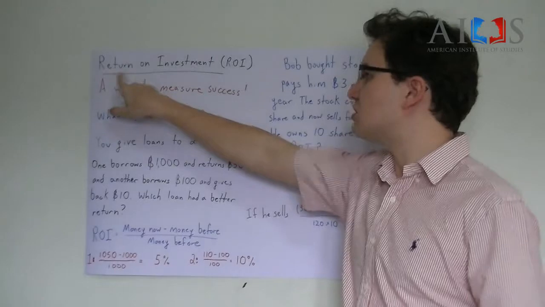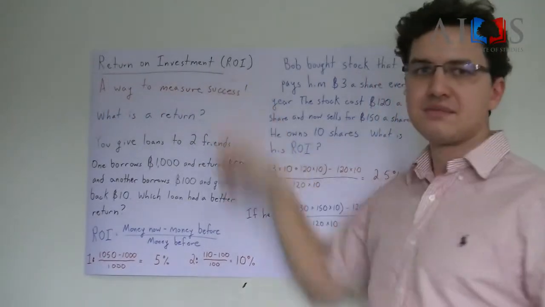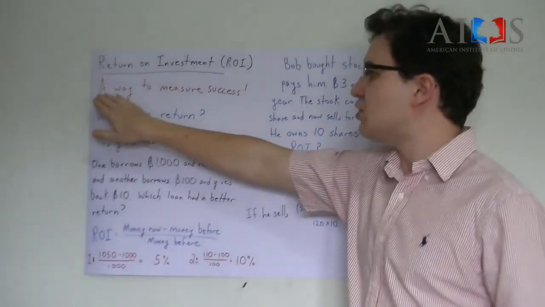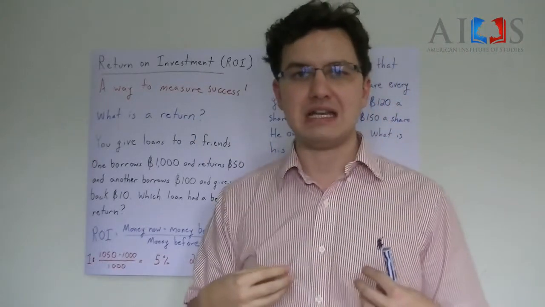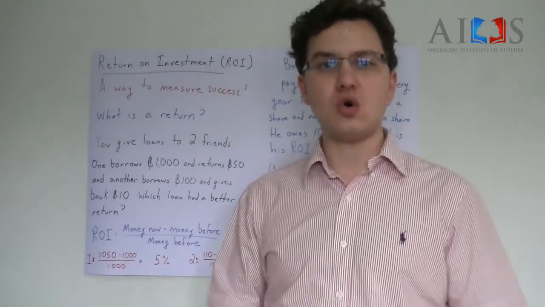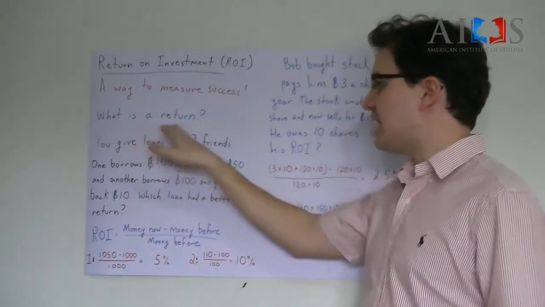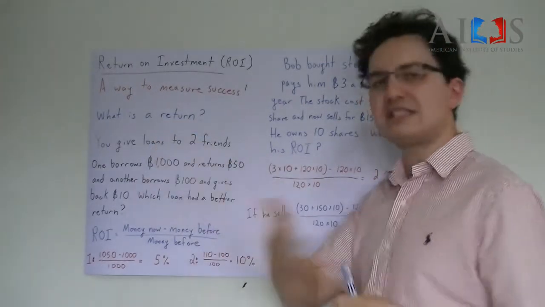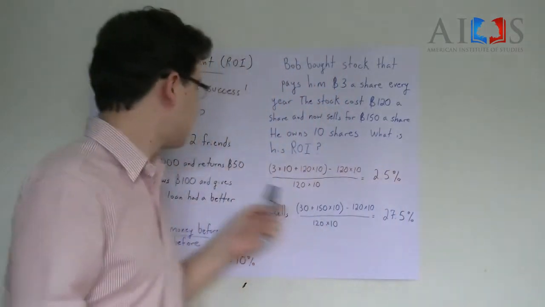So we call it return on investment, or ROI, to make it easier. Now, it's just a way to measure success. Are you making money? Is your investment or your business a good choice? Was that a good way to use money? So again, a return is money you get back. So let's look at an example. That's the easiest way to learn.